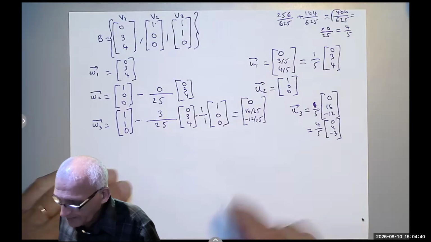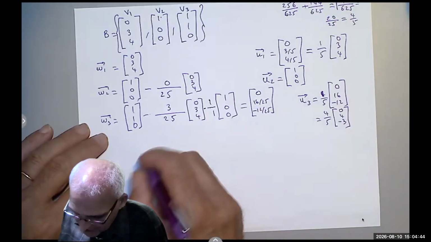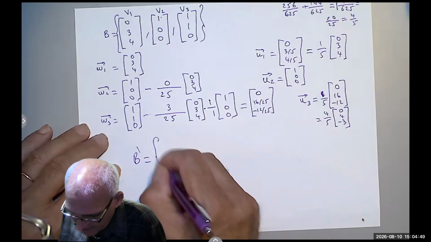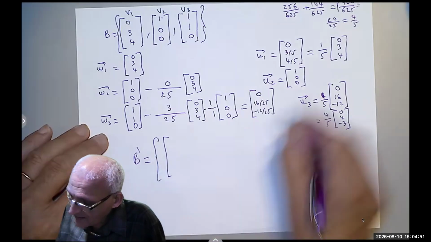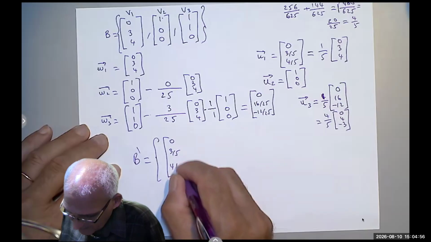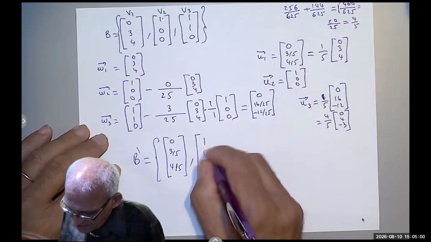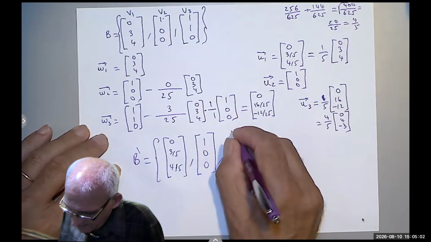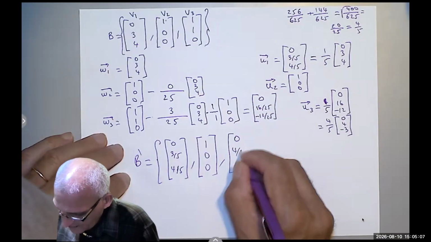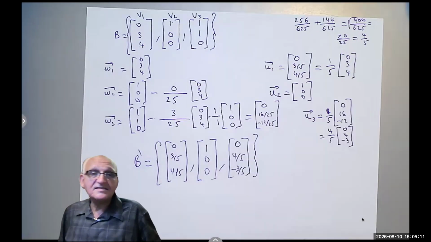So now my new bases, again, you can take the 5 out or leave it inside. So the orthonormal bases here would be 0, 3/5, 4/5, comma, 1, 0, 0, comma, 0, 4/5, negative 3/5. And that's how we apply it.